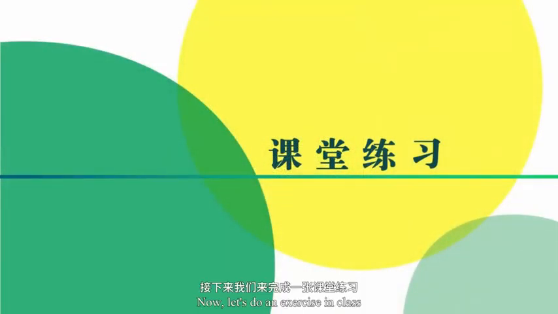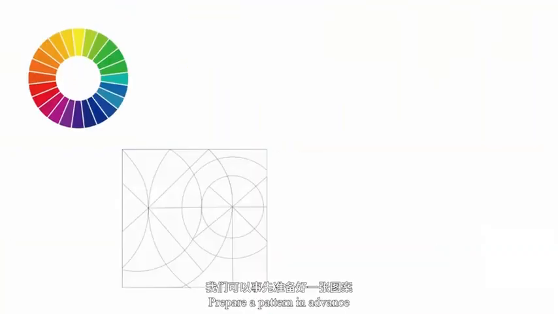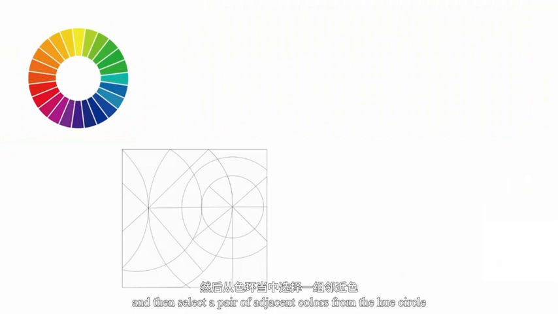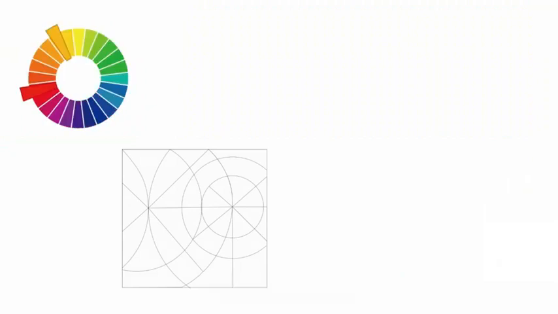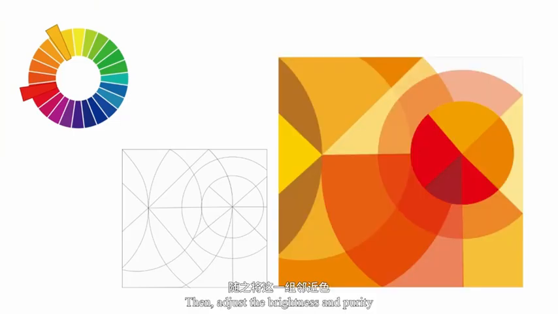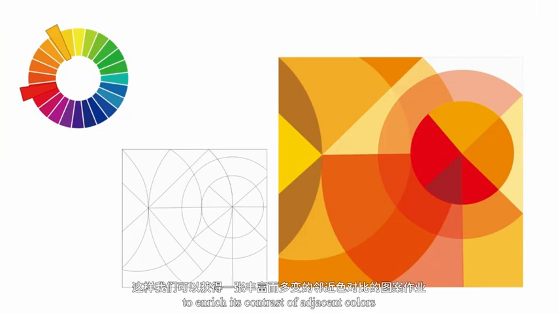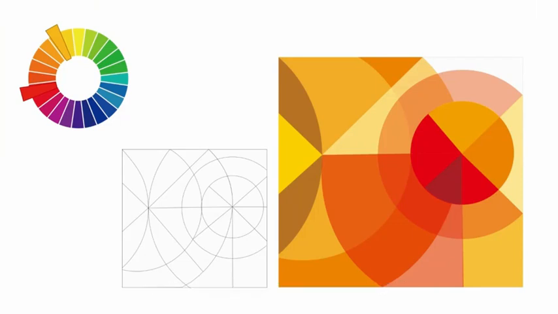Now let's do an exercise in class. Prepare a pattern in advance, and then select a pair of adjacent colors from the hue circle. Then adjust the brightness and purity of them and fill them into the pattern to enrich its contrast of adjacent colors.